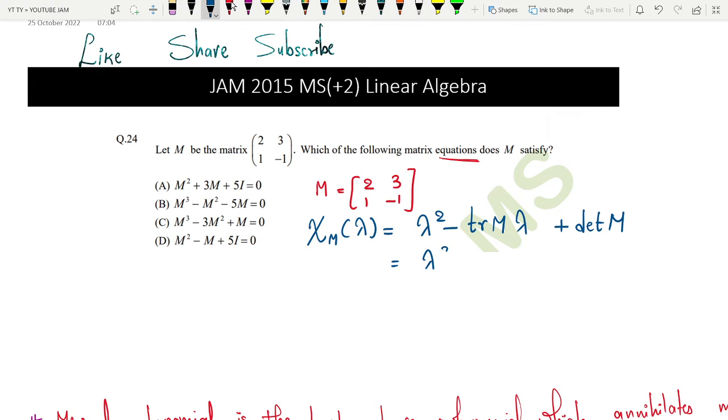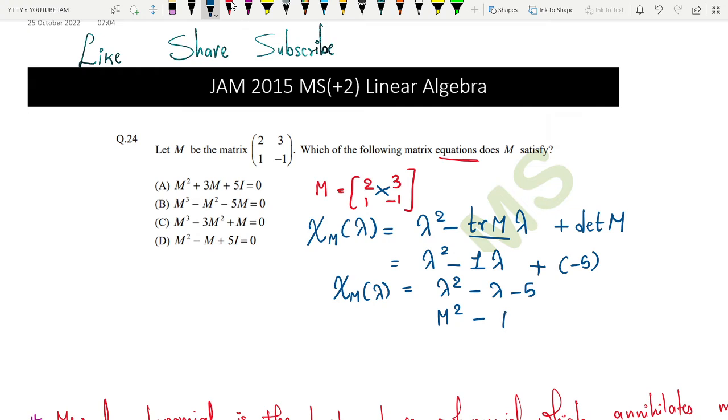So that is nothing but lambda square minus, what is trace? Trace is nothing but the sum of diagonal entries. That is nothing but 1 plus minus 1, that is nothing but 1. Right? So it is nothing but 1 lambda plus the determinant of this matrix, which is minus 2 minus 3, that is nothing but minus 5. So that is equal to lambda square minus lambda minus 5. So by Cayley-Hamilton theorem, if in this equation I write lambda equal to M, so it is M square minus M minus 5 times I, this would be equal to 0.